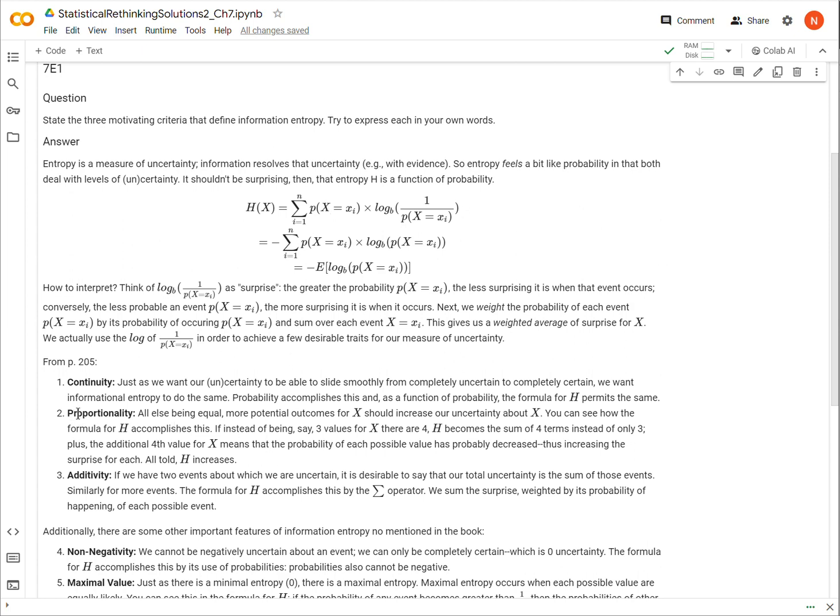The next one, I'm calling proportionality. I don't think it's called this in the book, but I just needed something to put in boldface here. Proportionality means that all else being equal, as there are more possible values for random variable x, right? Well, actually, it's not as n gets bigger, but as there are more possibilities for xi, or for x, then entropy should increase.